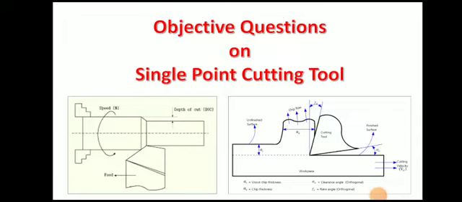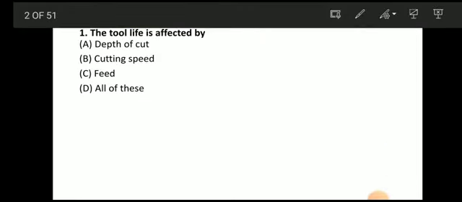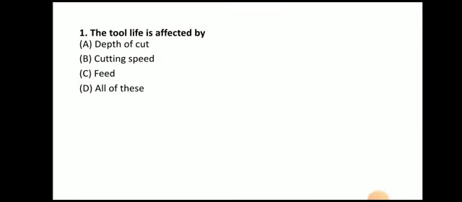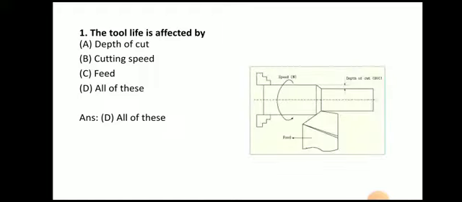In this video, we will discuss objective questions on single point cutting tool, which are commonly asked in the university exam as well as in the examination of GATE. So the very first question, the tool life is affected by depth of cut, cutting speed, feed, all of these. So the answer is all of these. Your tool life depends on all these parameters, that is depth of cut, cutting speed and feed.